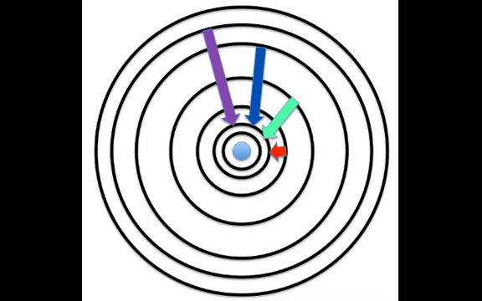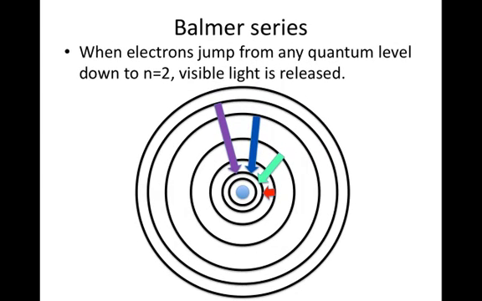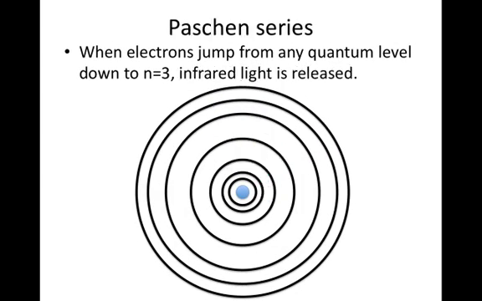Different wavelengths of light are emitted because different amounts of energy are released from the electron. This is the Balmer series. And then there's the Paschen series. Sometimes the electrons jump from a quantum level to N equals 3. In this one, they release infrared light. So you can see from 7 to 3, infrared light. 6 to 3, infrared light. 5 to 3, 4 to 3, infrared light.